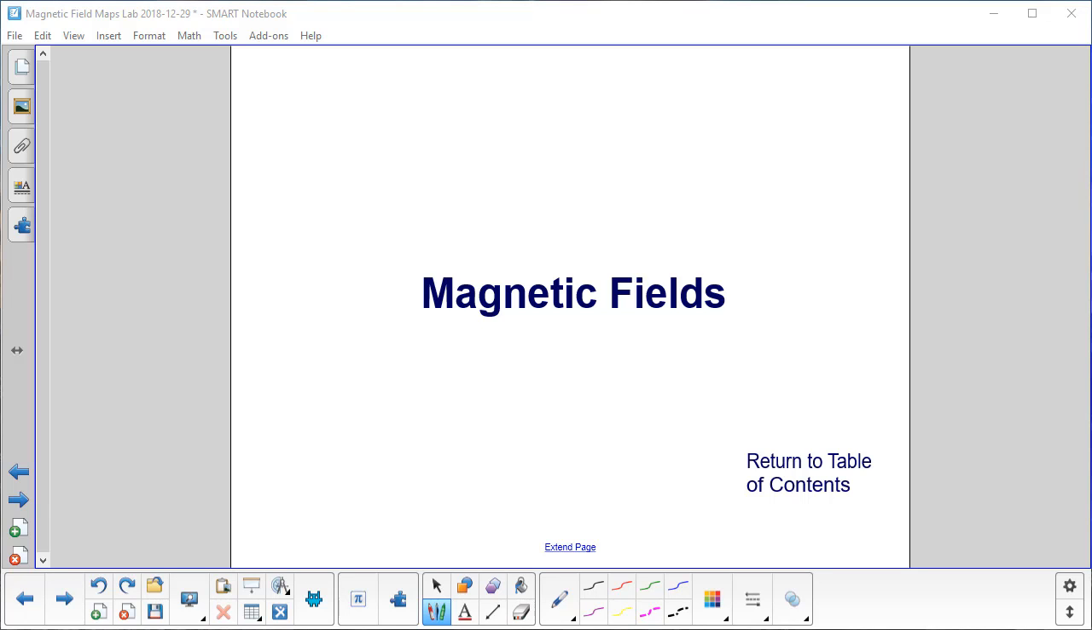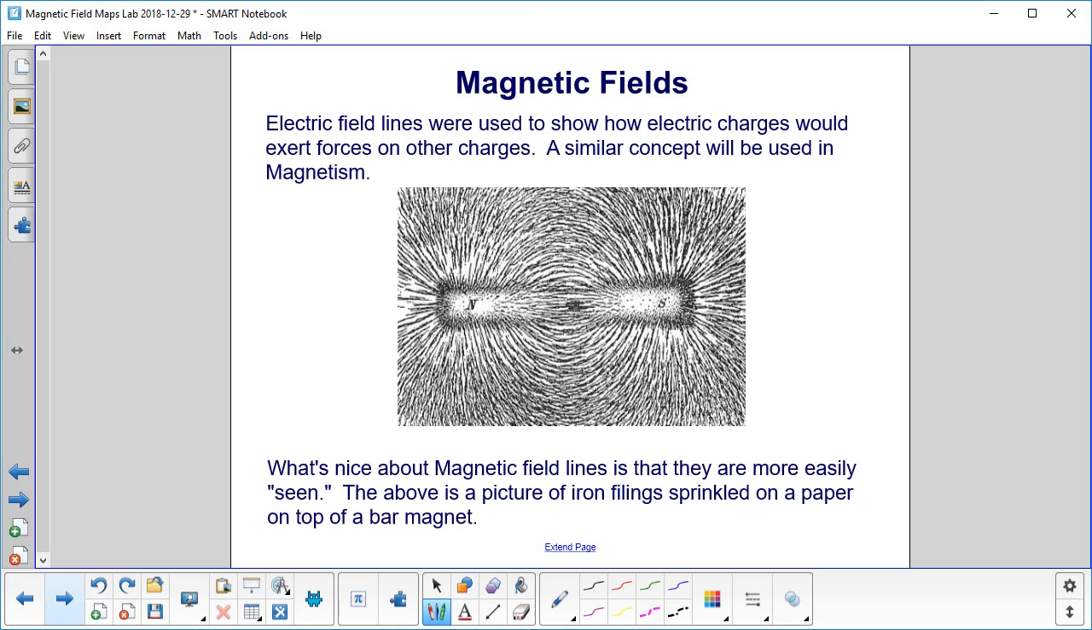Magnetic fields. Electric field lines were used to show how electric charges would exert forces on other charges. We're going to use a similar concept for magnetism. What's nice about magnetic field lines is that they're more easily seen. The above is a picture of iron filings sprinkled on a paper on top of a bar magnet.